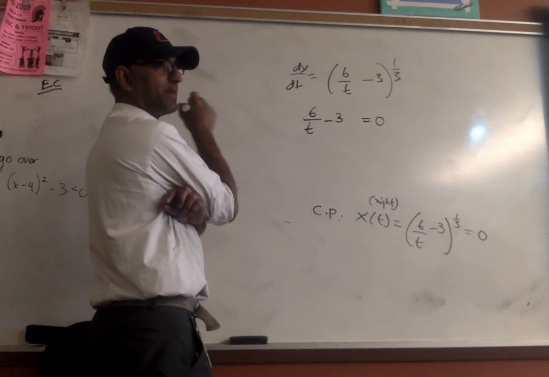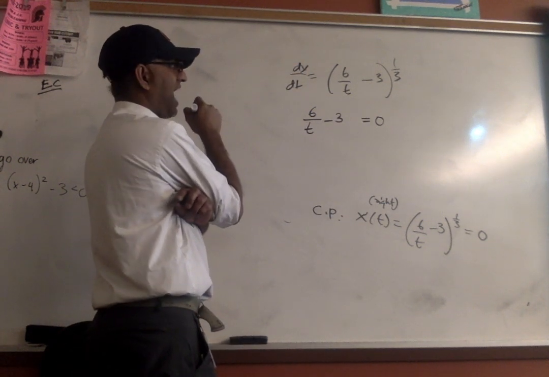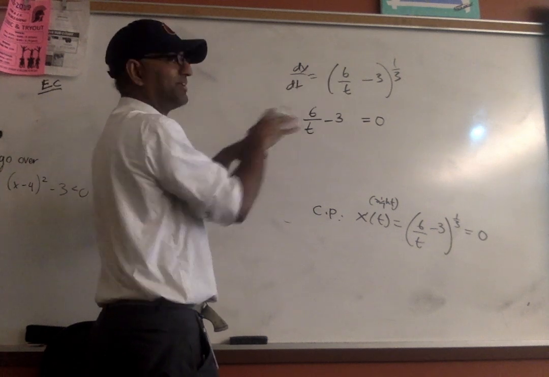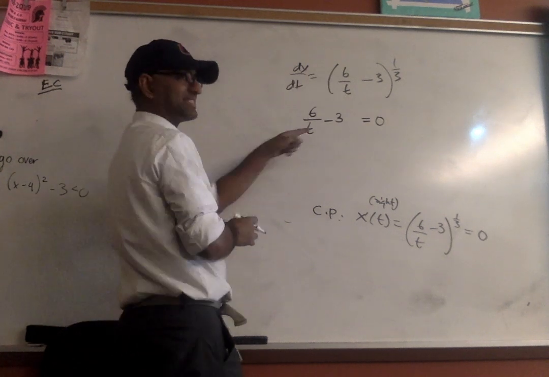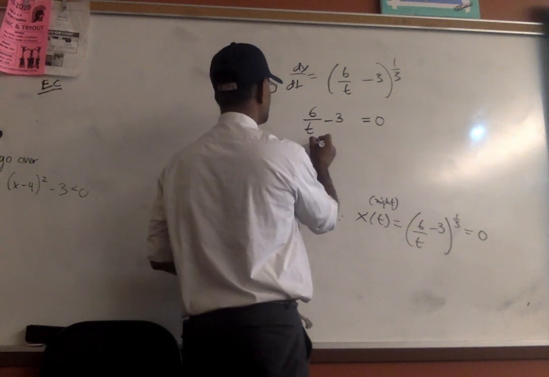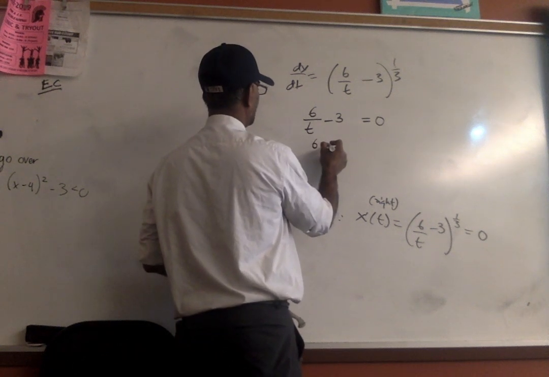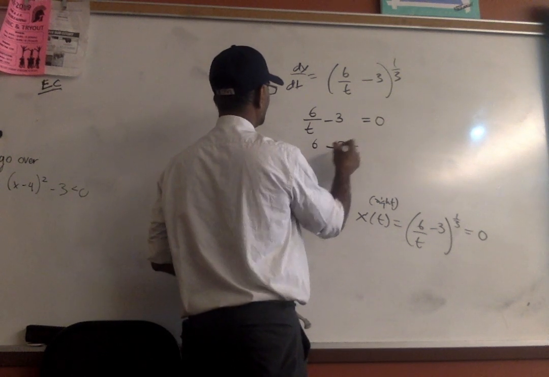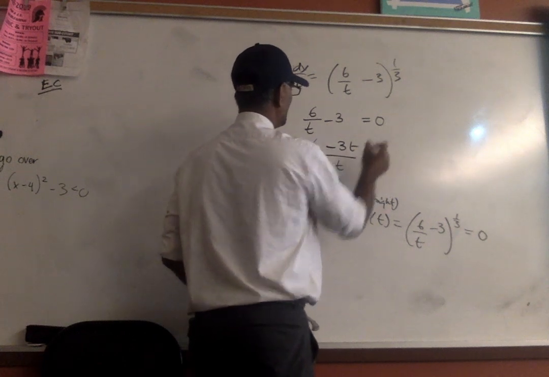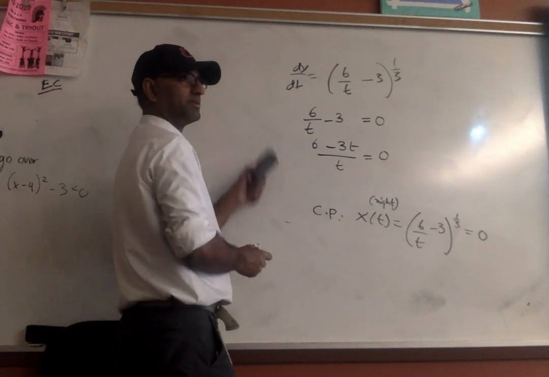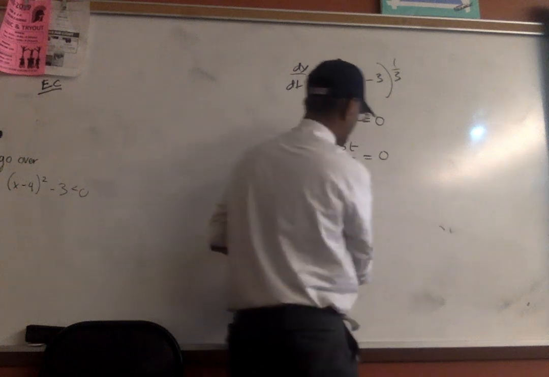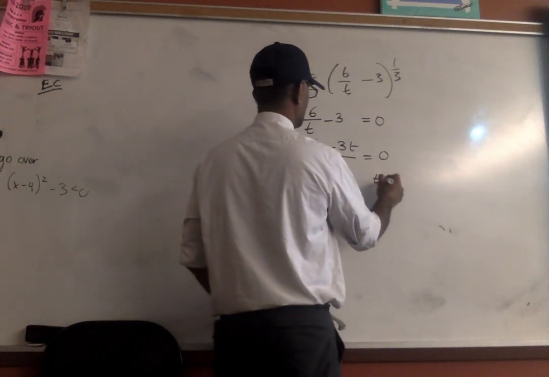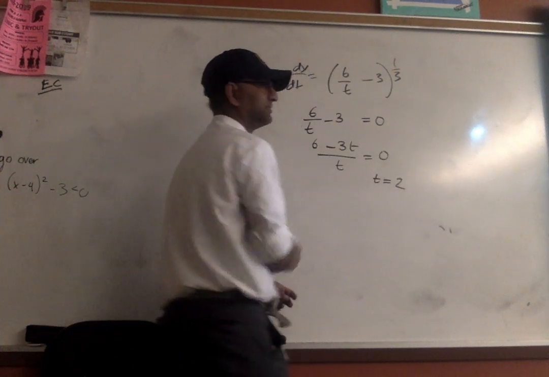Now I'm showing you a method which is important. You may be tempted to just add 3. No, I don't want to do that. Can I take LCMs? I want to show you something. I'll take LCMs. So (6 minus 3t) over t equal to 0. Can I focus on the top now? So what is t then? t is 2.